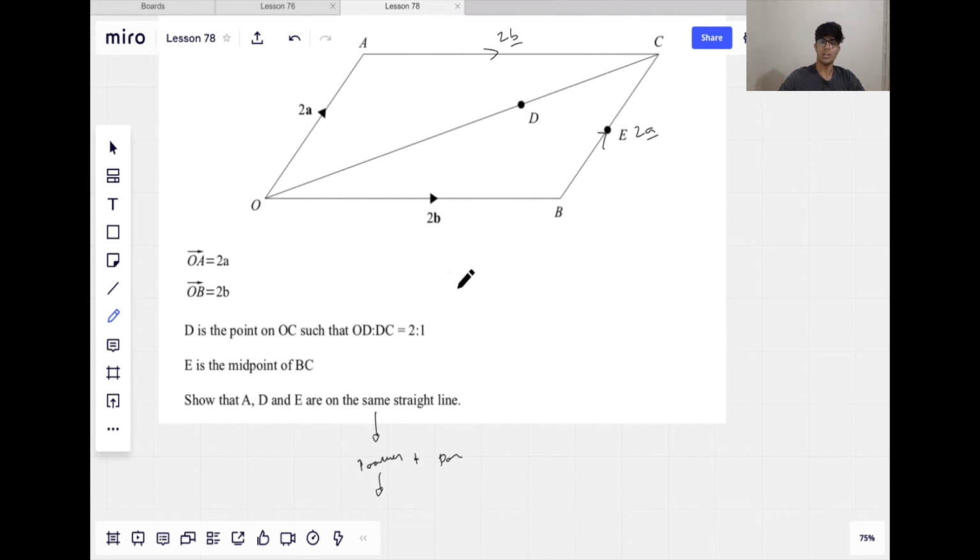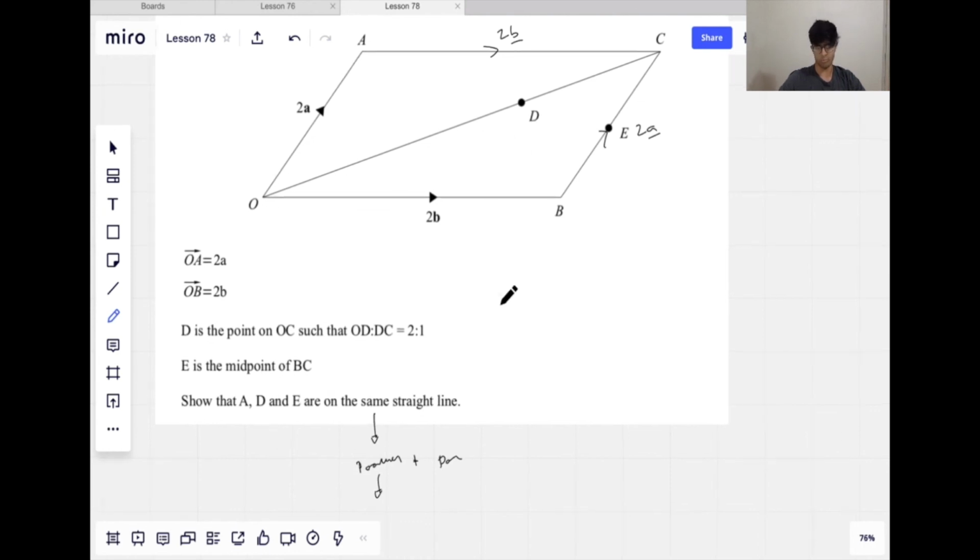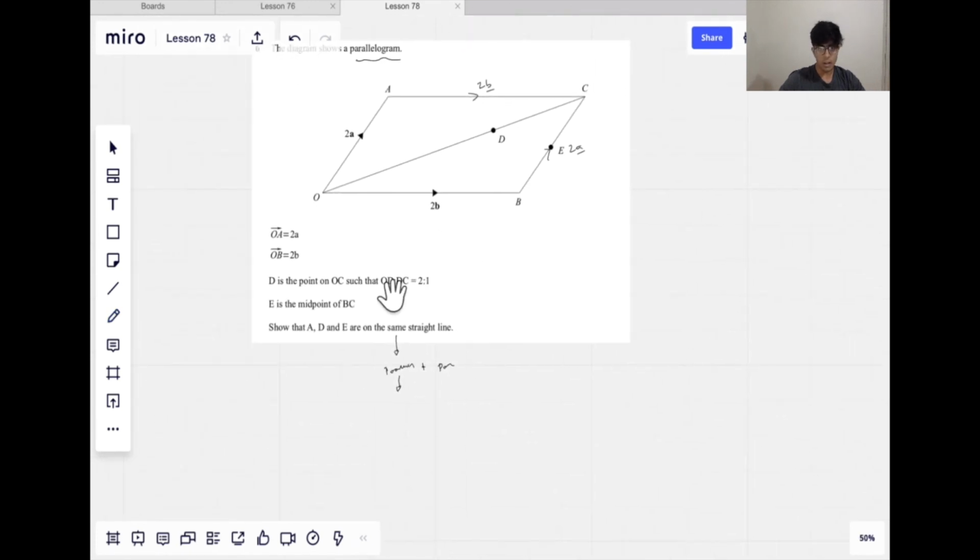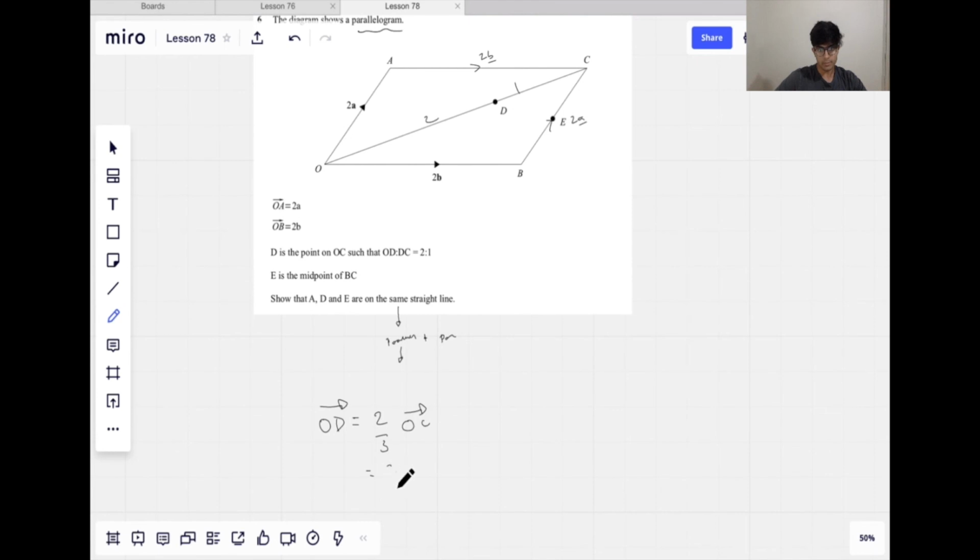So what we need to do again, if we find AE and AD, that's our mission right now. To find AD, we need to go negative this way, so minus 2a plus whatever O to D is. So clearly we need to find O to D first. We know D is a point such that OD to DC is 2 to 1. So we know that OD is equal to 2/3 of O to C. And O to C is, if we go O to B, then B to C, so OC is 2a plus 2b.